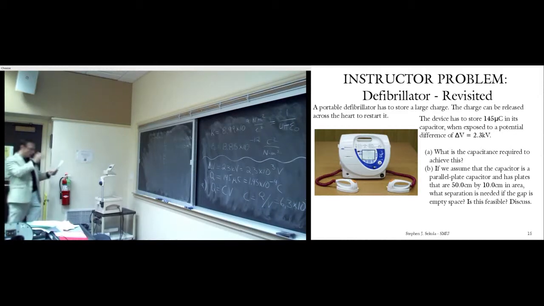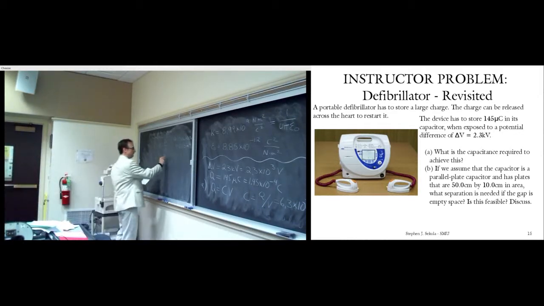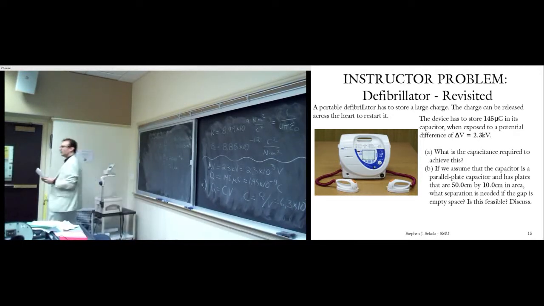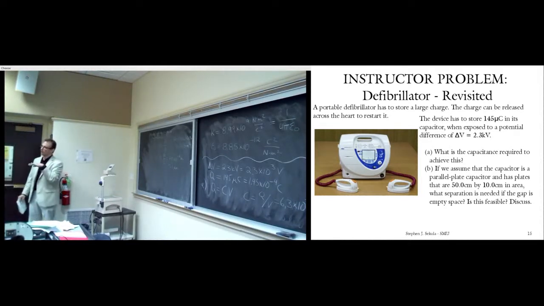Great, so we plug all the numbers in, and we find out that this is about 7.0 times 10 to the minus 6 meters, or about 7 microns. So the gap between those two plates would have to be 7 microns if it was of the parallel plate variety with absolutely nothing in between the plates, evacuated, no air, empty space, the vacuum. Is this feasible? Any ideas?